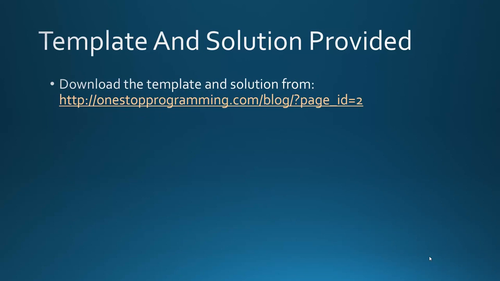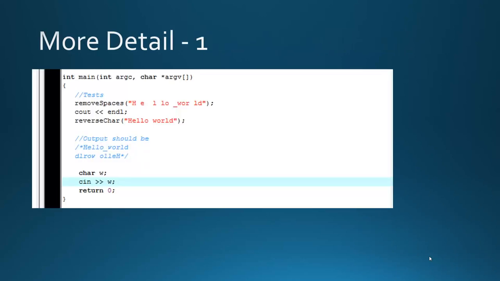So this is where the template can be provided. This link will be in the description. That's pretty self-explanatory. This is part of the template here, and this is the main function where we just test the remove spaces function and the reverse character function. These should print the output shown below.